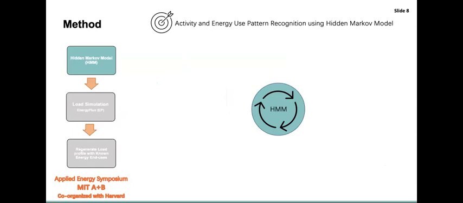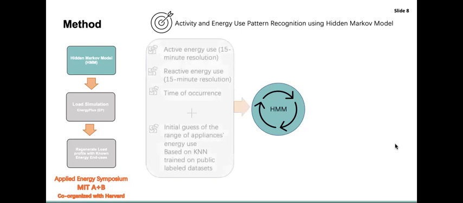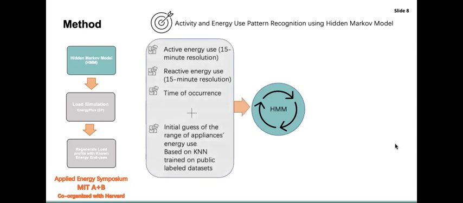So in this slide, I will talk about the details of the first step of the method, which is using the hidden Markov model to extract the activity chains of the household we have in our data set. We have used active energy, reactive energy, and the time of activities as the features.